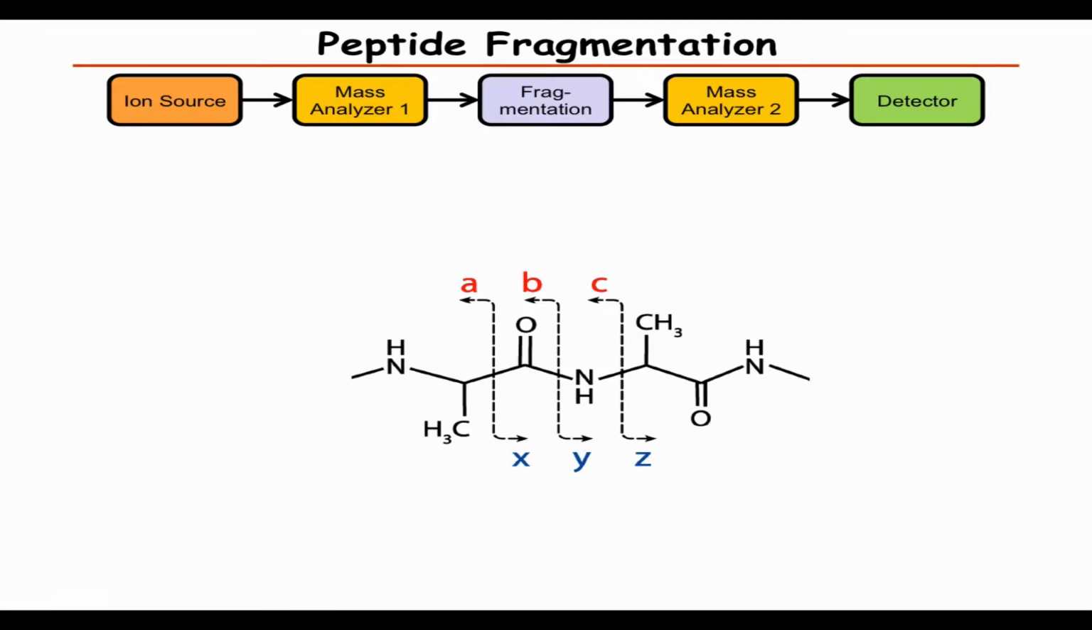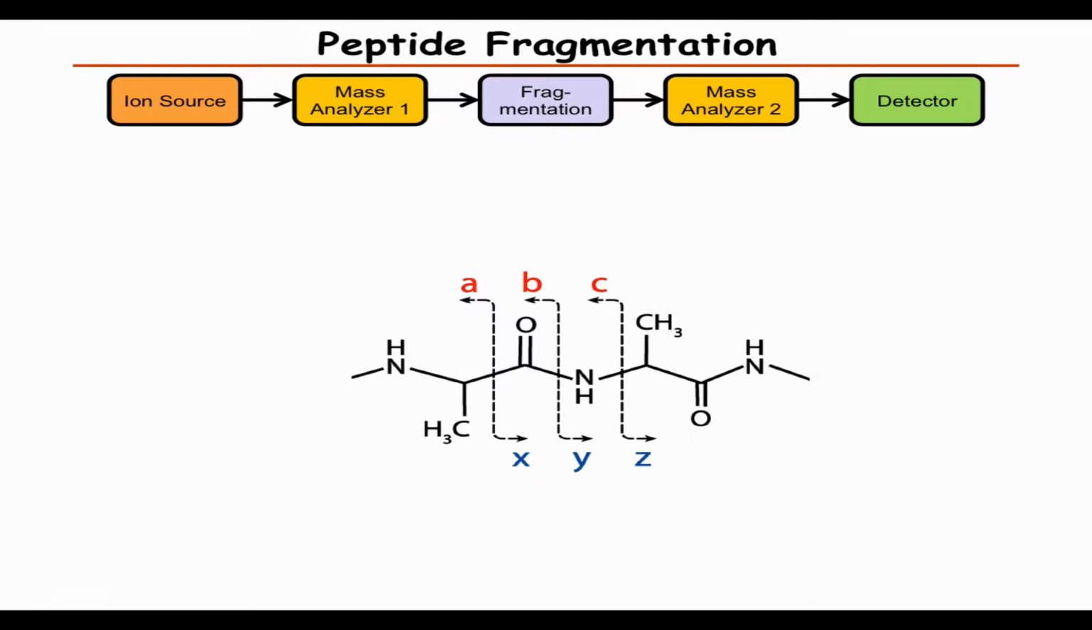So then we can add in an extra step, which is the fragmentation step. Now we've looked at data where we only measure peptide masses, but if we first have the ion source, we have one mass analyzer where we select peptides, and then we can fragment them and separate them out in the second mass analyzer to get a fragment mass spectrum.